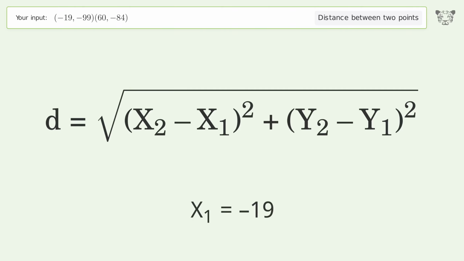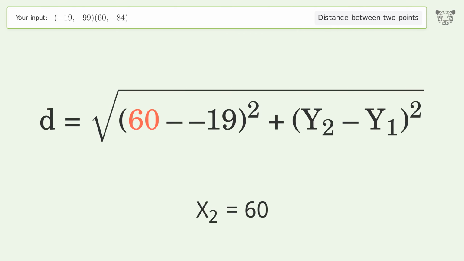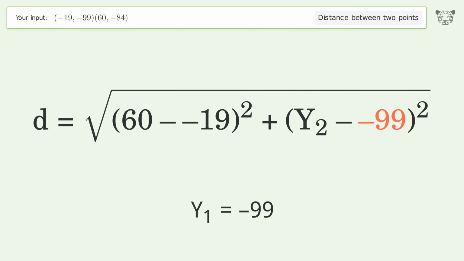x1 equals -19. x2 equals 60. y1 equals -99. y2 equals -84.